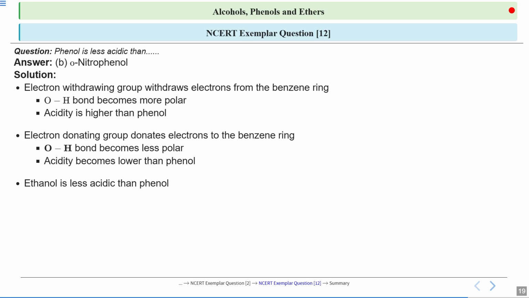Okay, ethanol is less acidic than phenol. Why is it so? Because in phenol, the phenoxide ion is more stable than the ethoxide ion because of the resonance present in the benzene ring, shown by the benzene ring in the phenol. Phenoxide means benzene ring attaching with O negative.